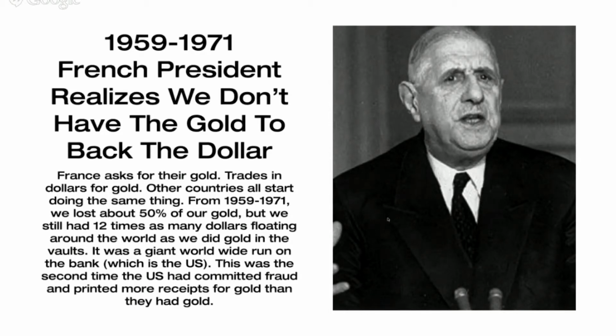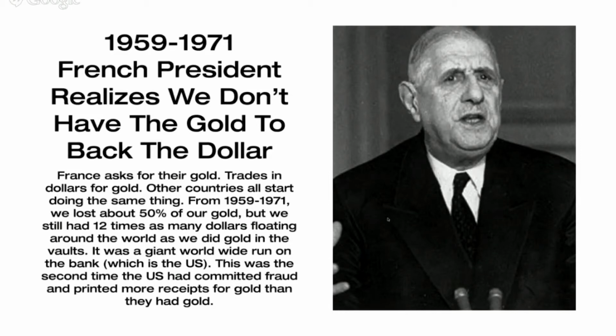So from 1959 to 1971, we lost about 50% of all the gold we had earned during the first 4 years of World War II, right? But we still had 12 times as many dollars floating around the world as we did gold in the vaults. So it was a giant worldwide run on the bank, which in this case was the United States. This was the second time the US had committed fraud and printed more receipts for gold than it had gold.